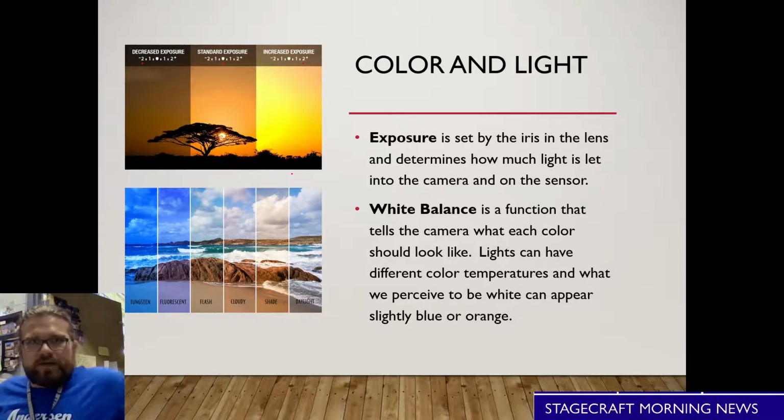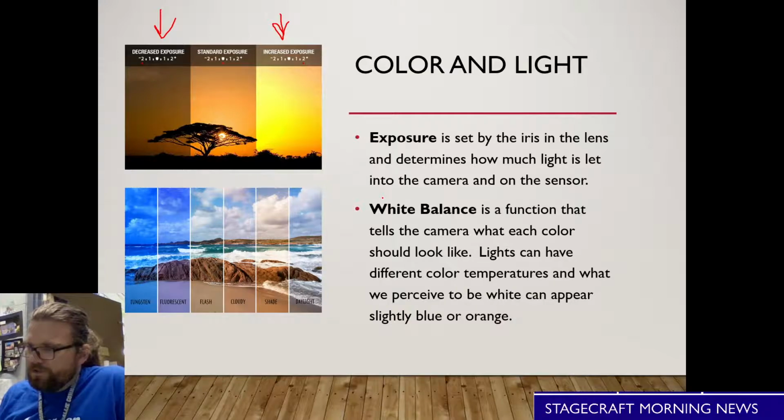Let's talk a little bit about color and light and how cameras work differently than your eyes. Your eyes are really good at doing exposure and white balance. It handles how much light goes into your eye and hits your retina with your iris. Cameras have irises too, so exposure is how much light is let into the camera and on the sensor. In the picture up here, when you decrease the exposure, the image gets darker, and when you increase it, it gets lighter. So you want to set your exposure so it looks natural, but you can see everything.